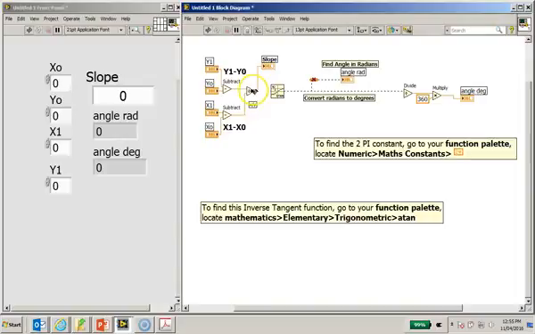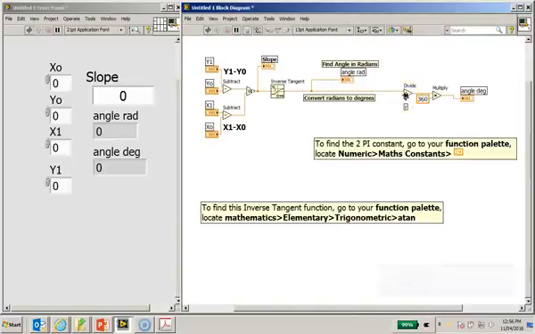I will wire the output of the divide function. This is the divide function, by the way, which actually gives me the slope output over here, because I have y1 minus y0, and over here I have x1 minus x0. So when I divide these two, I get the slope, and I will feed this into the input terminal of this inverse tangent function. Now similarly, I'm going to wire the output of here to this wire connector here. So the output of this will be the angle in radians over here.